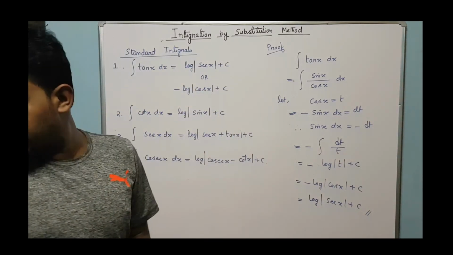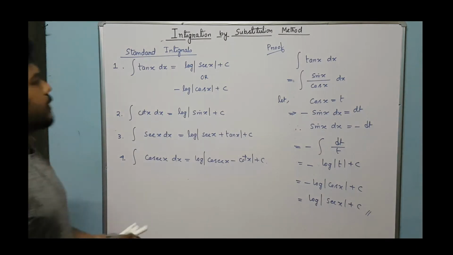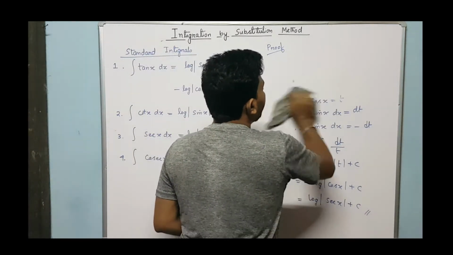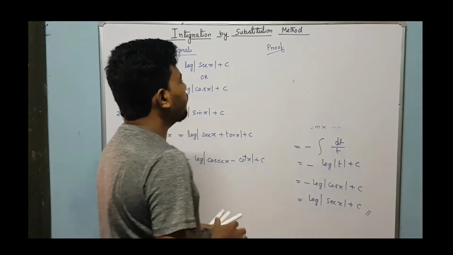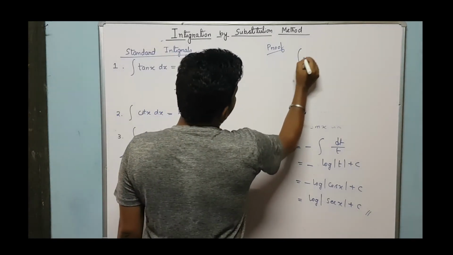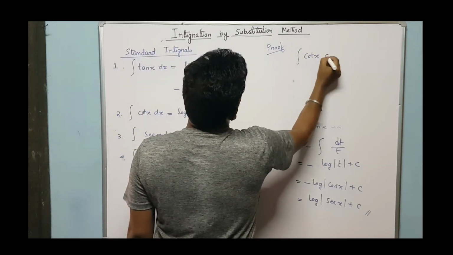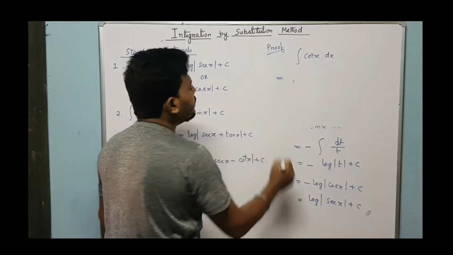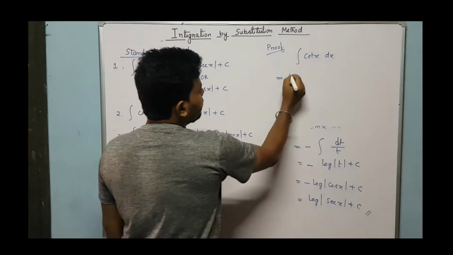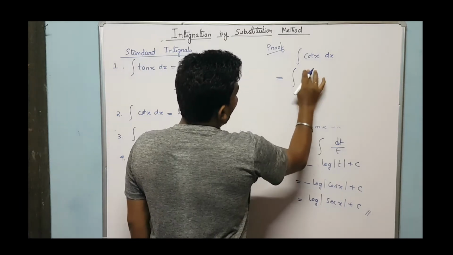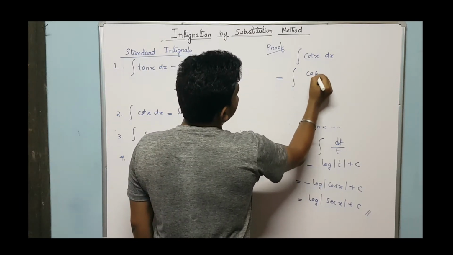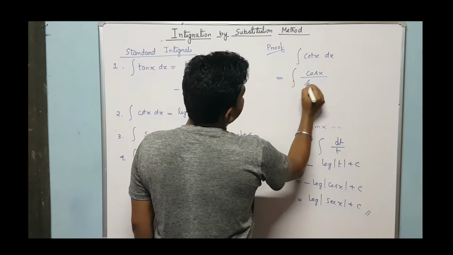Now number 2, second formula. The second formula is integration of cot x dx. What is cot x? Cot x means cos x by sin x.